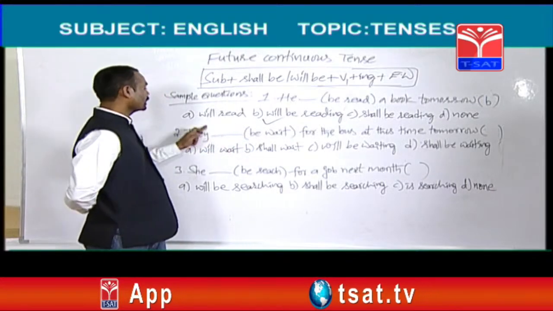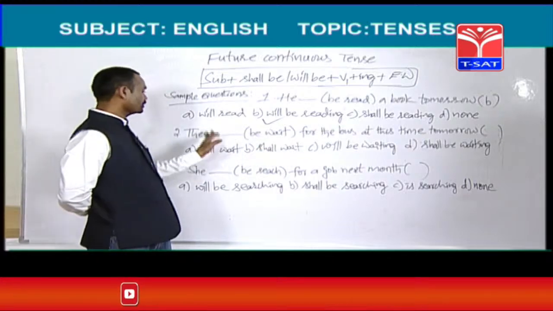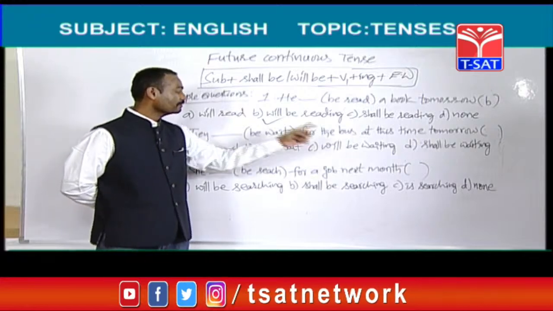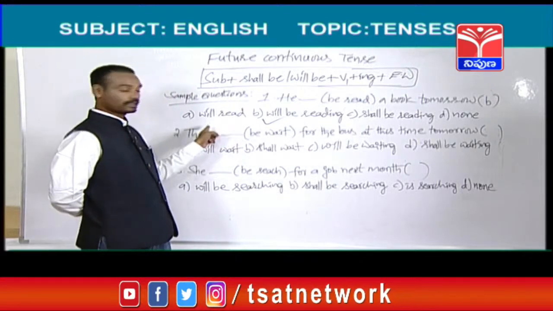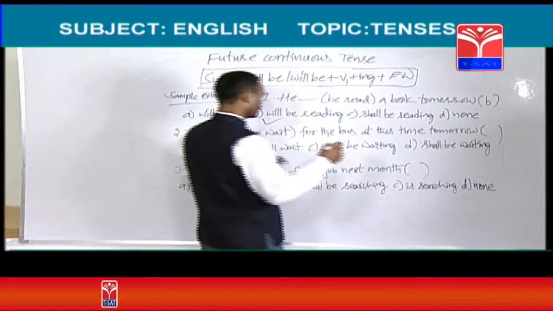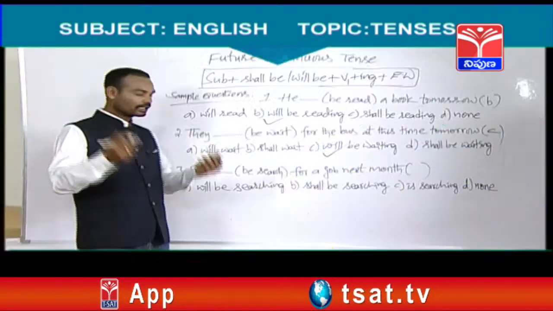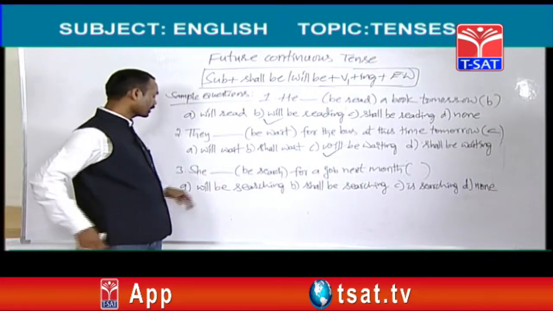For example, for the subjects I and we, shall be waiting. For other subjects, will be waiting. Where is will be waiting? Option A is wrong, option B is wrong, option C is will be waiting. That is the answer. Okay, the answer is C.